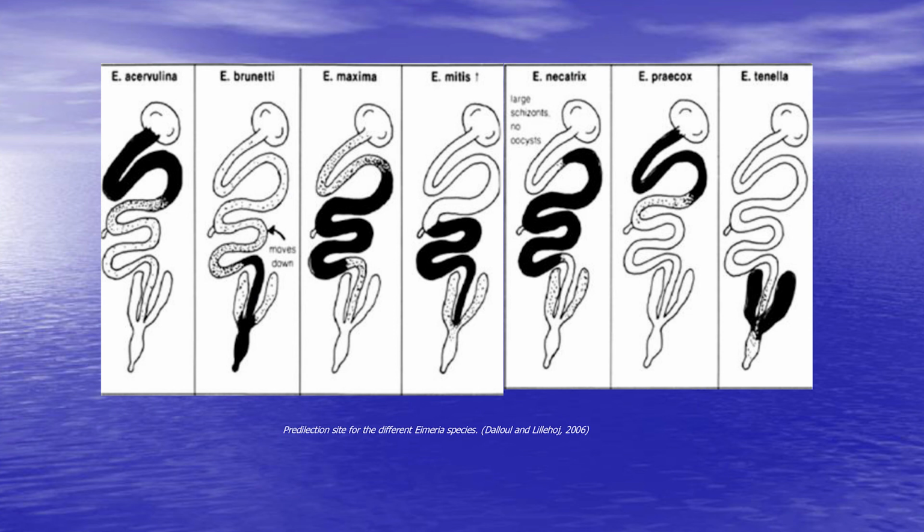This is a chart that shows that each species can affect a different area of the intestinal tract. For example, Eimeria tenella, primarily the infection is in the ceca and the lower GI tract here. Praecox, the duodenal loop, upper GI. Necatrix, the middle. Acervulina, the duodenal area. So it depends upon the species as to which area is affected.